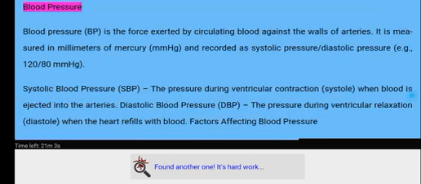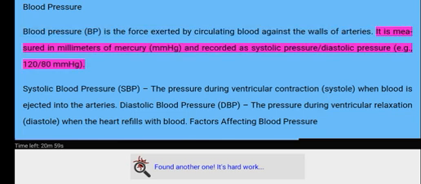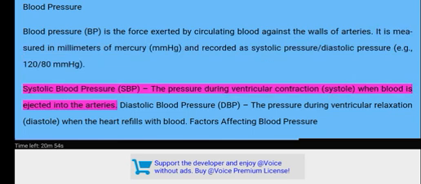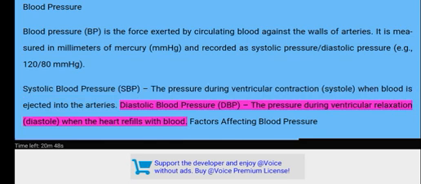Blood pressure. Blood pressure, BP, is the force exerted by circulating blood against the walls of arteries. It is measured in millimeters of mercury, mmHg, and recorded as systolic pressure over diastolic pressure, e.g., 120/80 mmHg. Systolic blood pressure, SBP, is the pressure during ventricular contraction, systole, when blood is ejected into the arteries. Diastolic blood pressure, DBP, is the pressure during ventricular relaxation, diastole, when the heart refills with blood.